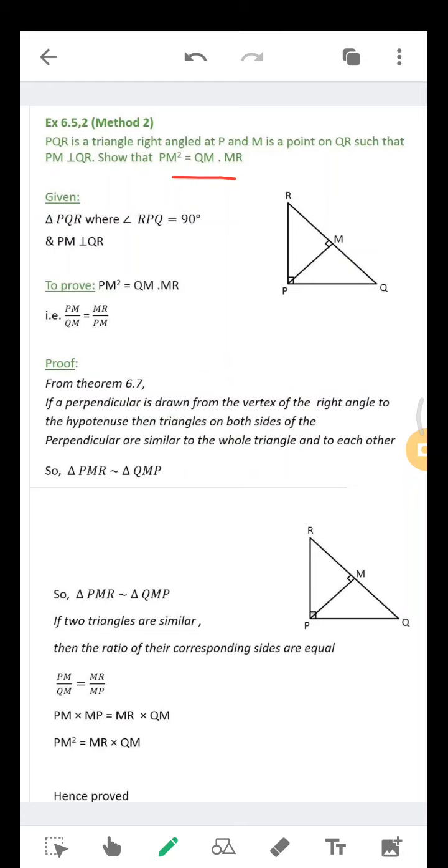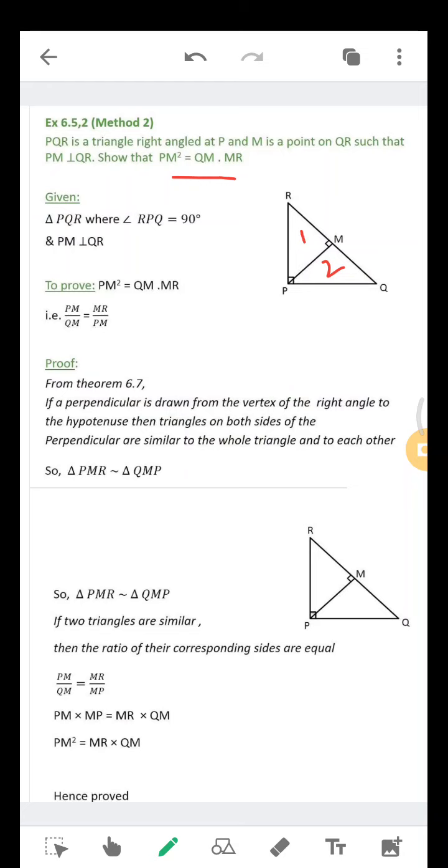So PM square is equal to QM into MR. To get this result, I need to prove these two triangles are similar, that is triangle 1 and 2. I need to prove that 1 and 2 are similar, then I can take corresponding sides in the same ratio and prove it. Okay, so let's write what's given first.